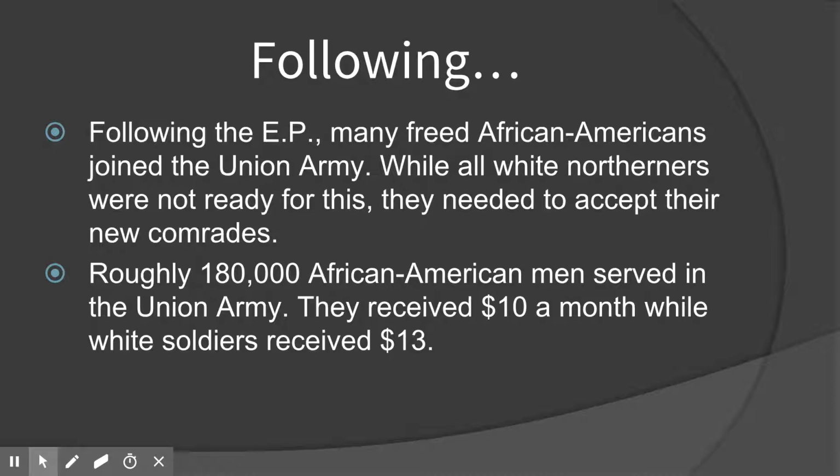We're going to see roughly 180,000 African American men serve in the Union Army. They receive $10 a month, while their white counterparts received $13. So again, right from the beginning, there's that discrimination piece, even in their salary. So when you look at issues that we have today within race itself, despite being free, they're already discriminated against. And that started right away.